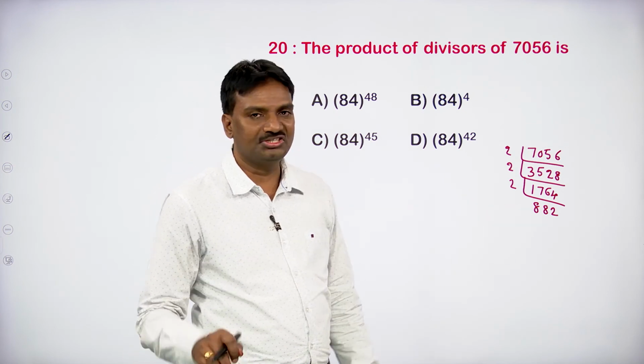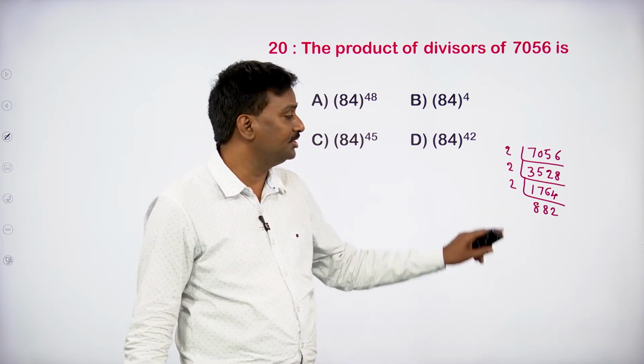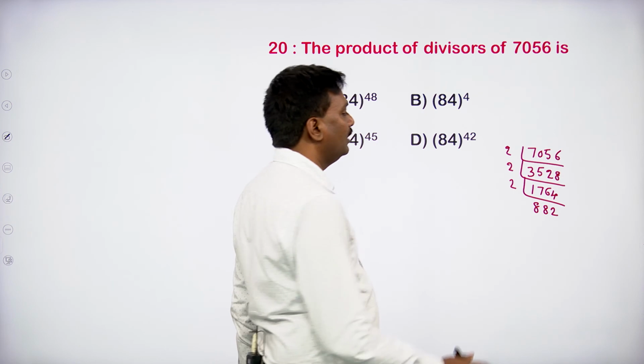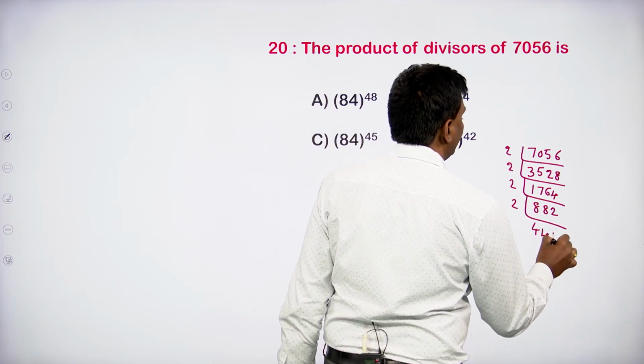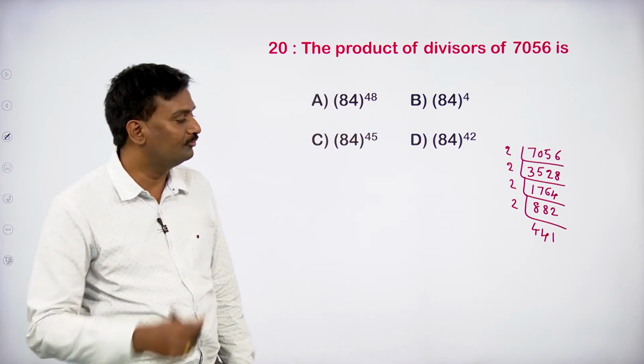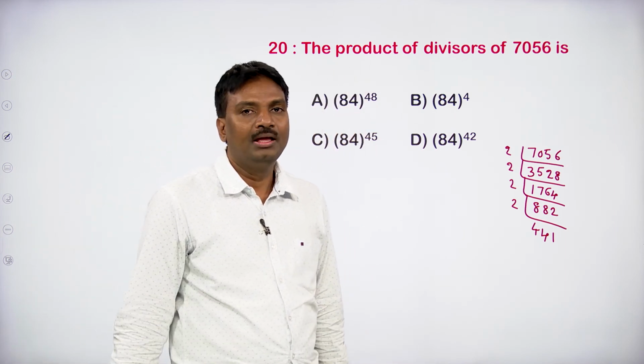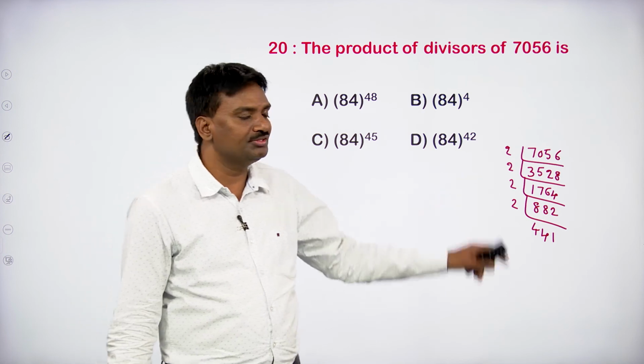So 2 8s are 16, 17 minus 16 is 1, again 16, 2 8s are 16, 2 2s are 4. Again by taking 2, 2 4s are 8, 2 1s are 2. But for 441, 2 is not a factor.